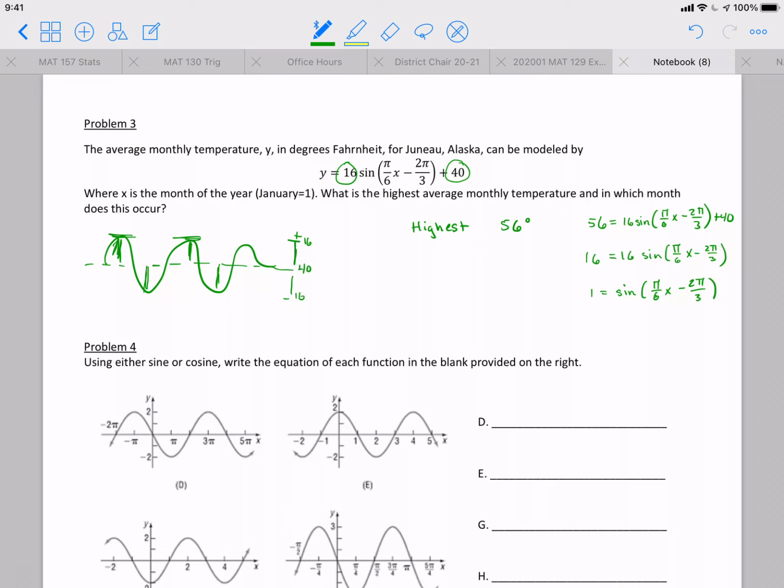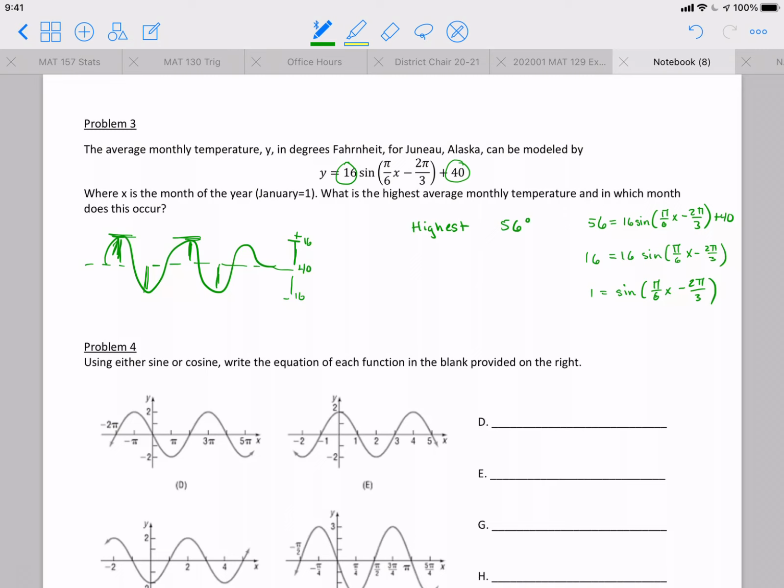So now what? Well, now you could take the arc sine of both sides, but you've got a problem because it's sinusoidal. When is sine equal to 1? Well, sine is equal to 1 at lots of places, so there are actually multiple solutions, and we could wrestle through that, and that's all fine and dandy. I mean, we could do that.